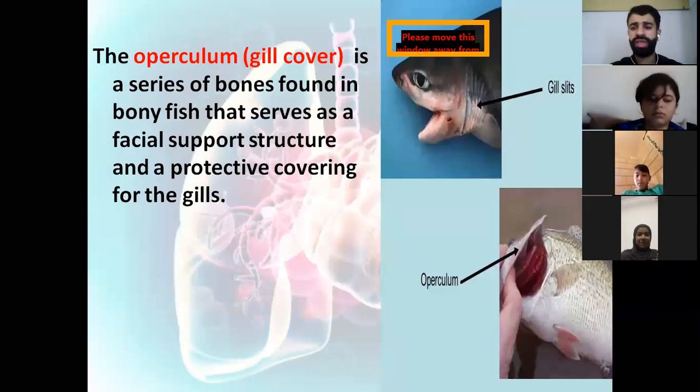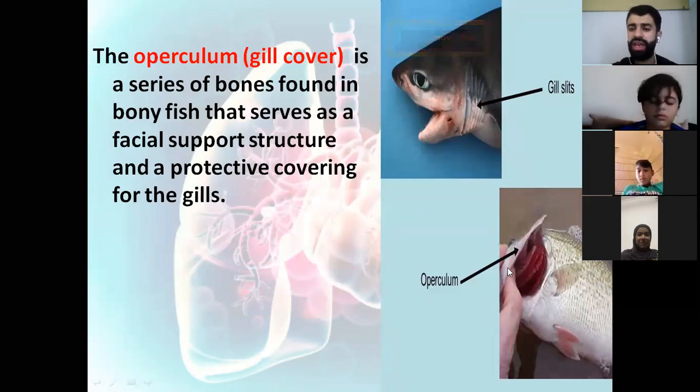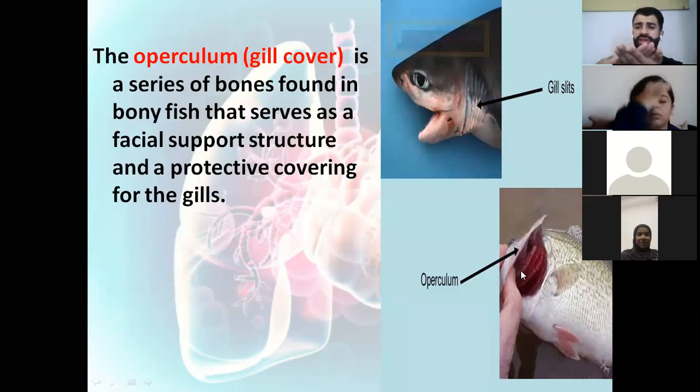The operculum is called the gill cover. Here is the operculum, found in the fish. It's a collection of bones found in the fish that help the fish to cover the gills. Gills are used for breathing. So the operculum is like a cover that covers the gills.